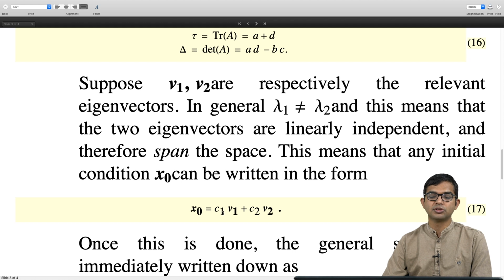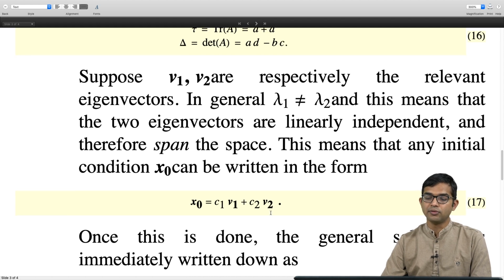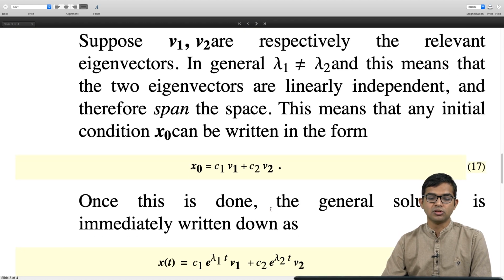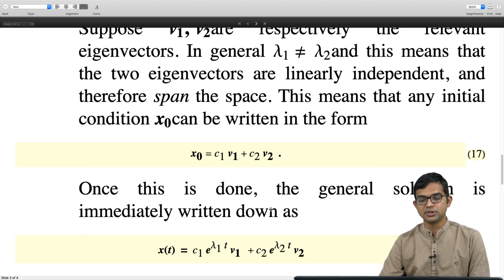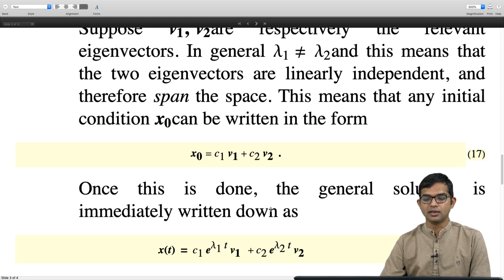It's possible to find these coefficients c1 and c2, and once you do this, the general solution is immediately written down. So it's just x of t is c1 times e to the lambda 1 t times v1 plus c2 times e to the lambda 2 t times v2, right?